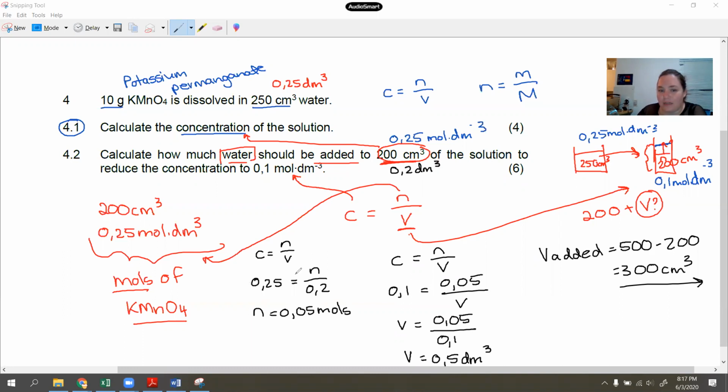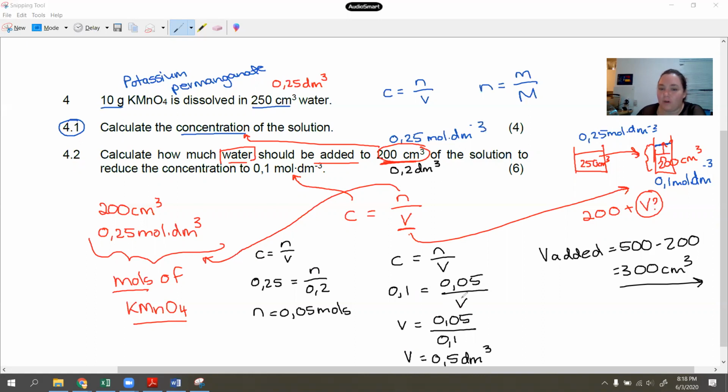Think about your formula. It's number of moles over volume in decimeters cubed. So the number of moles that I got was 0.05. From there, I took that and I said, well, the new concentration must be 1 mole per decimeter cubed. I have got 0.05 moles. What total volume must I have?